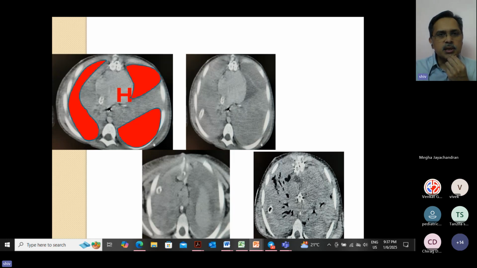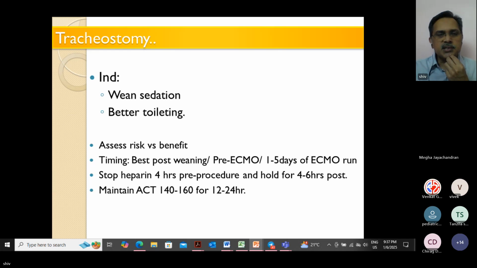The heart is completely compressed, the lungs are completely compressed. So these things can happen despite all adequate precautions that you've taken. So you have to be really, really thinking very hard and looking at alternatives if you have to do any of these procedures. Tracheostomy is another common procedure.